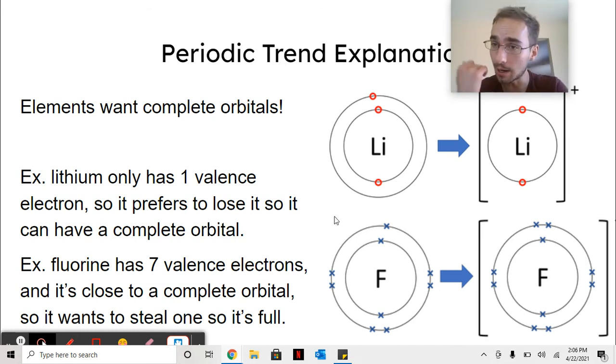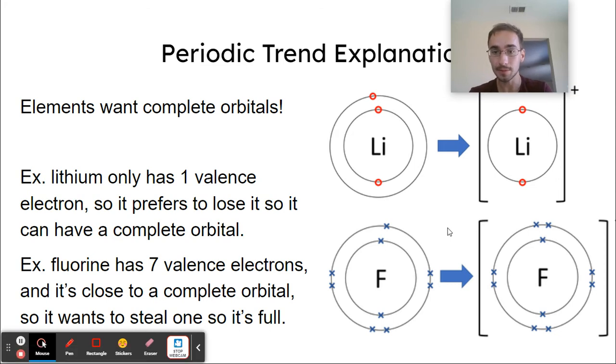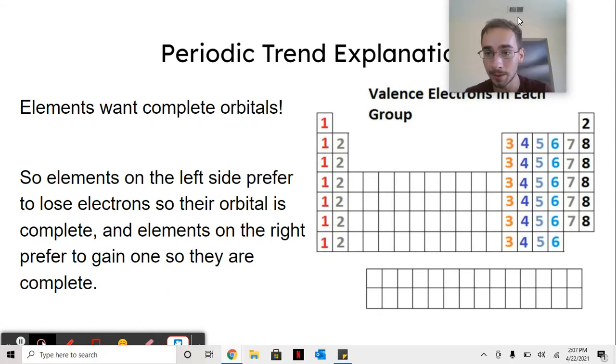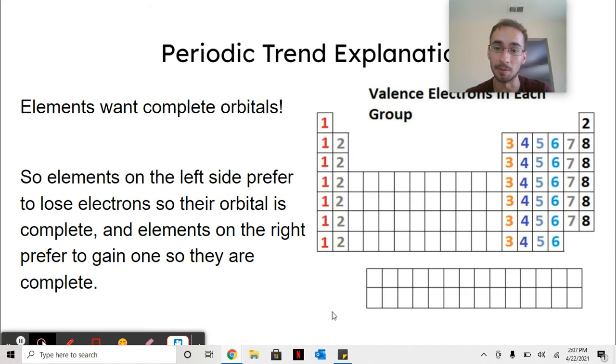But fluorine is the opposite. Fluorine has 7 valence electrons, so it is super close to having a nice, complete ring. And that's what it really wants. So fluorine is very desperate to steal an electron so it can have its complete 8. That's the idea. So if you look at the periodic table, here are all the valence electrons by the column.